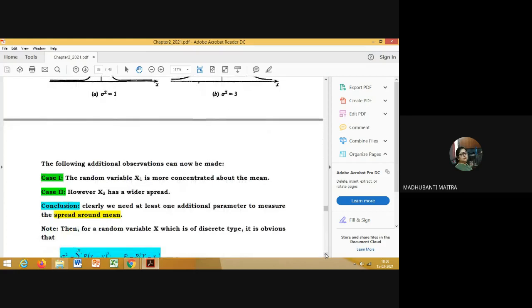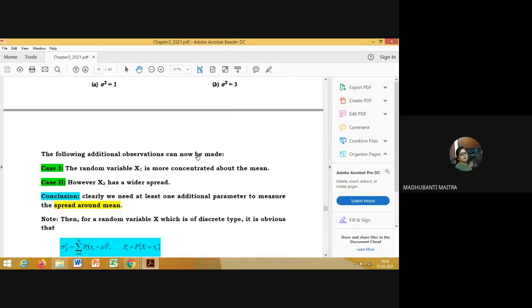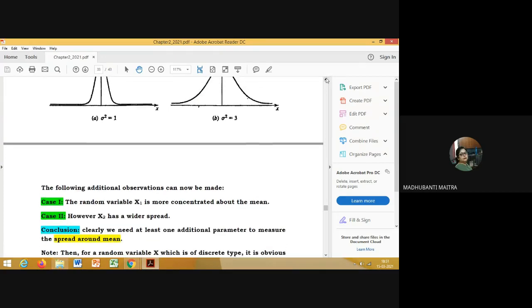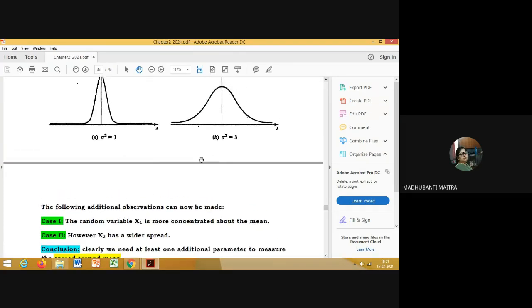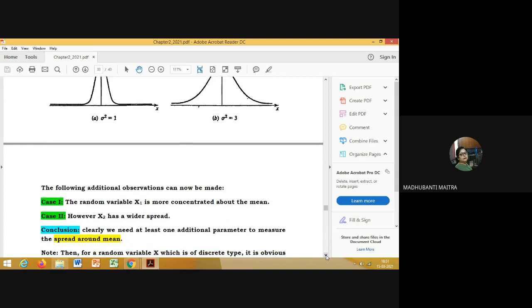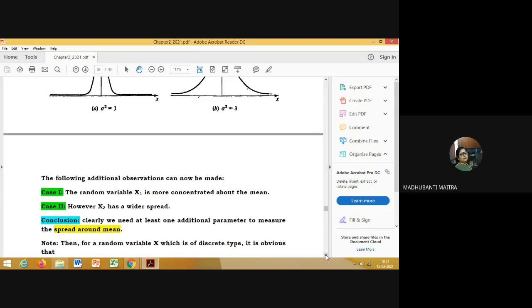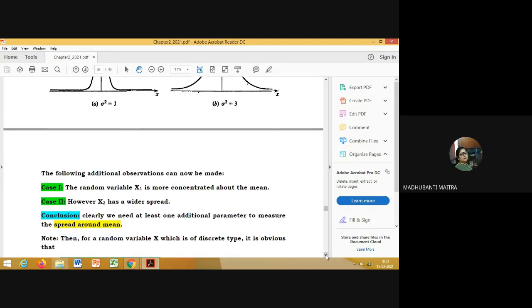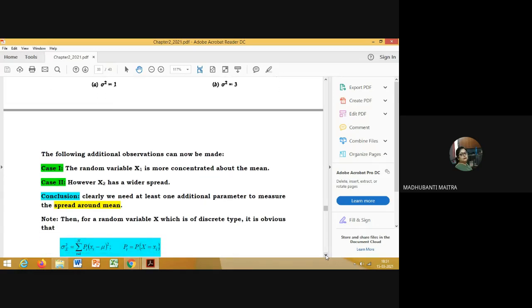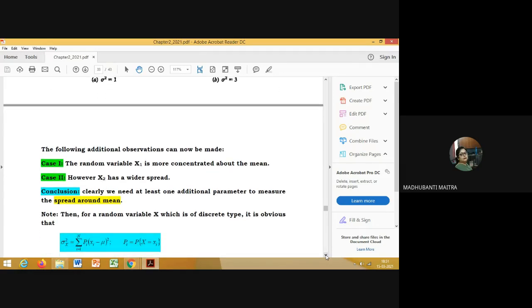So the following additional observations can now be made. Case 1, the random variable x1 is more concentrated about the mean. However, x2 has a wider spread. It's quite apparent from these two plots. Now the conclusion is clearly we need at least one additional parameter. Apart from the mean value, we need at least one additional parameter to measure the spread around the mean.